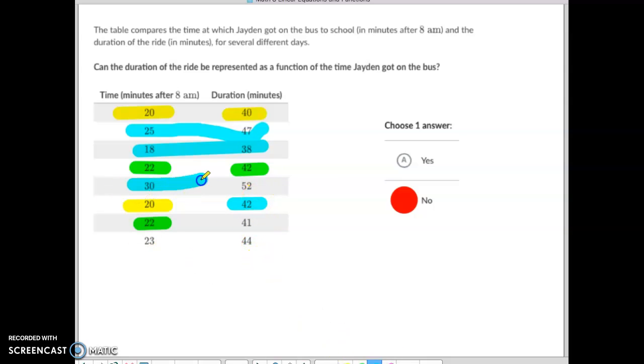And let's see, 30 would have been a 52. That's the only 30, and there's only one 23. So twice this was proven wrong.